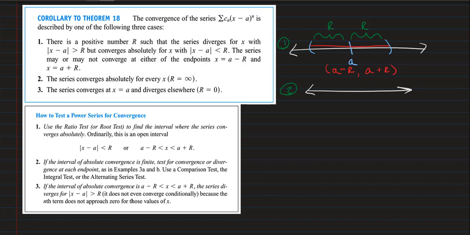If our series is centered at a and r is equal to infinity, then our interval of convergence would go from negative infinity to infinity, because a minus infinity is negative infinity and a plus infinity is equal to infinity. And the third thing that can happen is that if we have a series centered at a, if our radius of convergence is equal to 0, then we don't have an interval of convergence, we have a point of convergence. We would say that the series converges only at that point.